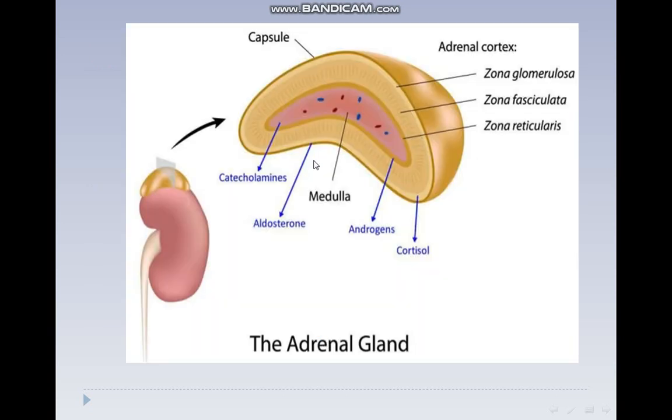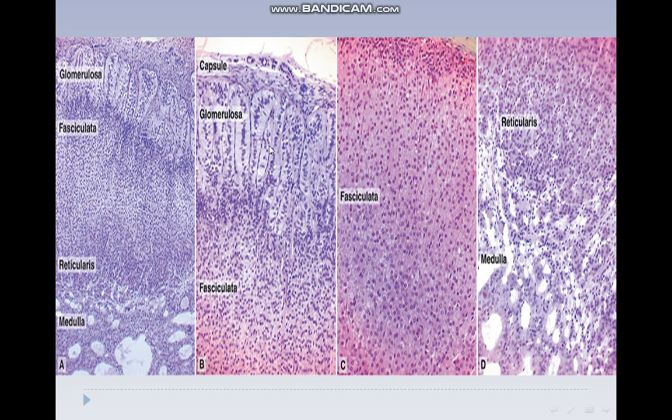In this figure we can see the adrenal gland located at the upper pole of the kidney, and here it is sectioned to show the capsule and the cortex peripherally with its three subzones and the inner central medulla. According to the cellular structure and histological arrangement of the cells, we can differentiate the zones into zona glomerulosa, zona fasciculata, and the zona reticularis.